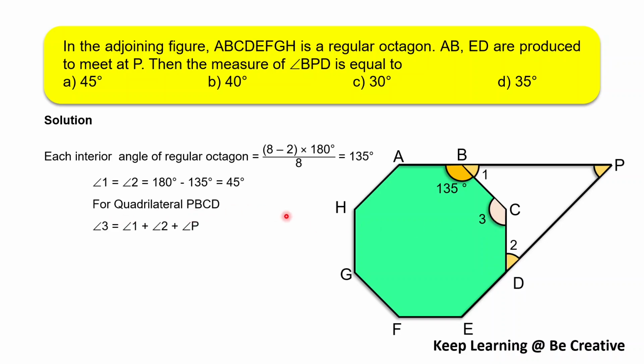Now for the quadrilateral PBCD, that is quadrilateral BPDC, this is a concave quadrilateral, and for a concave quadrilateral we know the property that angle 3 is equal to angle 1 plus angle P plus angle 2. So we will apply that result directly. Here angle P comes out to be 135 degrees minus the sum of these 45s, which is 90 degrees. So the answer comes out to be 45 degrees. That's the correct answer for this question, and option A is the answer.